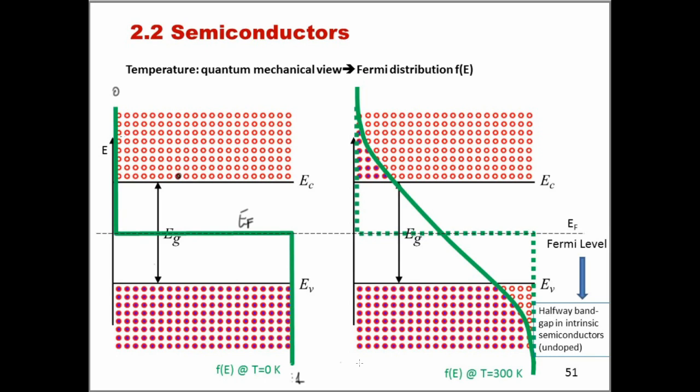If we now increase the temperature, what happens is that this step function changes to a much smoother curve. And so there is now a finite probability to find some electrons here. These electrons that lie below, if you like, this curve are electrons that have been promoted from the valence band here to the conduction band.